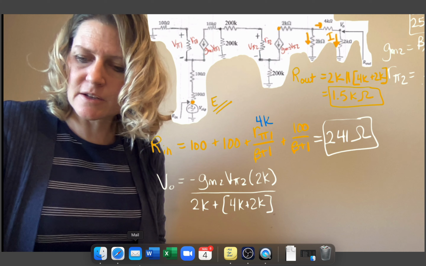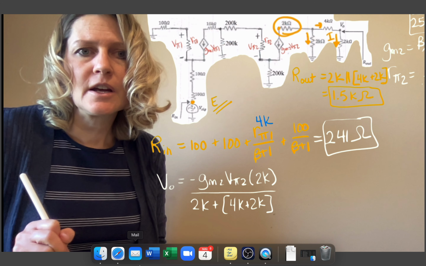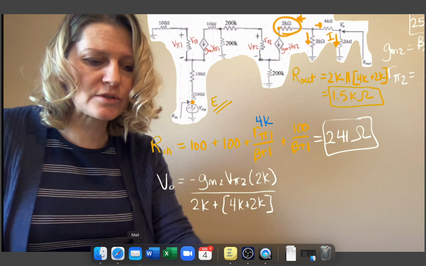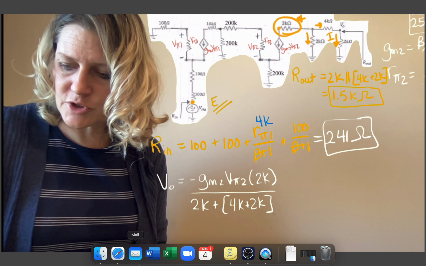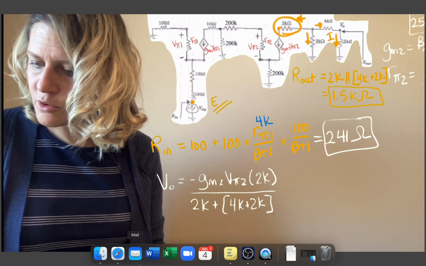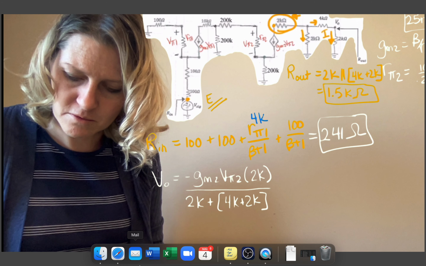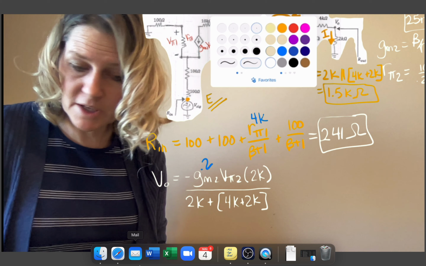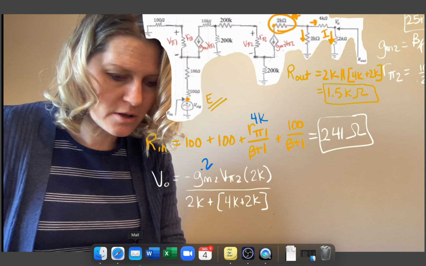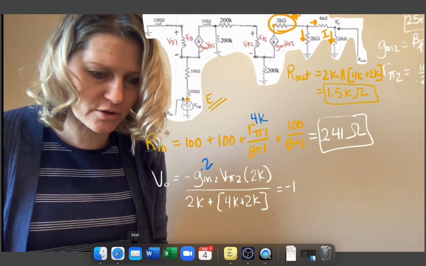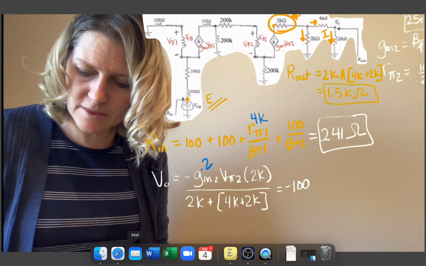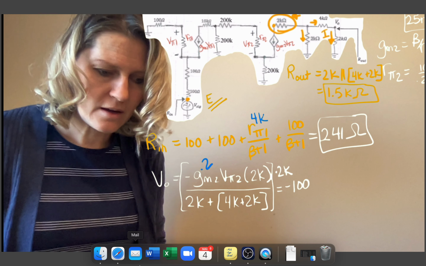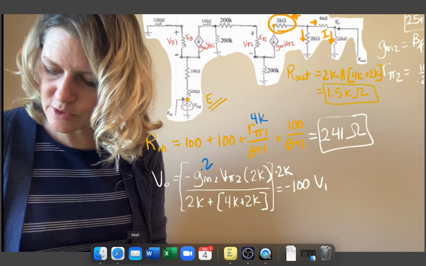Remember that other 2K that is above this 2K here, you ignore because it's got the same current going through this branch from the dependent current source, so that will be ignored. So plugging in the values for GM, GM2 was 0.2. And then multiplying that out, we end up with V out here is about a minus 100. Oh, and I did forget. This is only the current, and then I need to multiply it by 2K. And so this is minus 100 V pi 2.